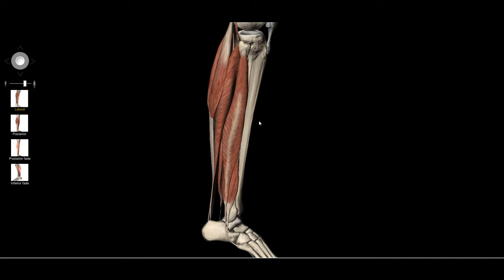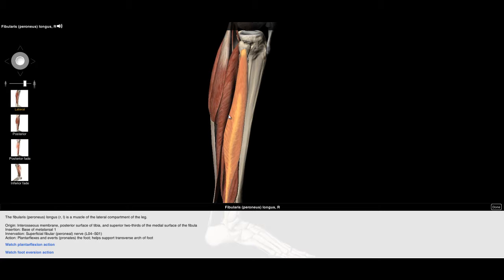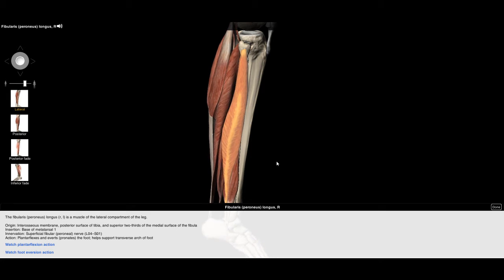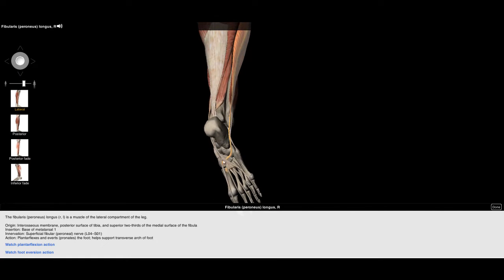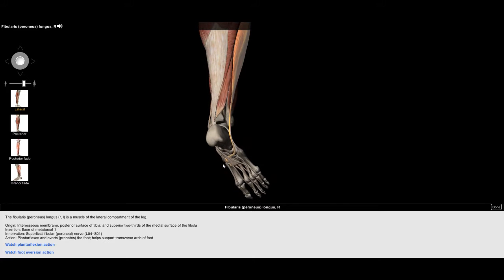The peroneus longus and the peroneus brevis are the two muscles on the lateral aspect, or the lateral compartment, that have some support in plantar flexion. And we can see that the longus originates on the fibular head and runs down, also attaching on the interosseous membrane, the superior two-thirds of the fibula, and it runs down to insert on the base of the first metatarsal.